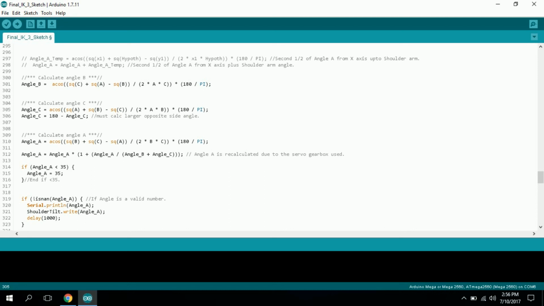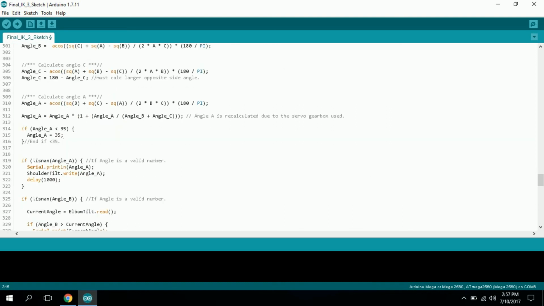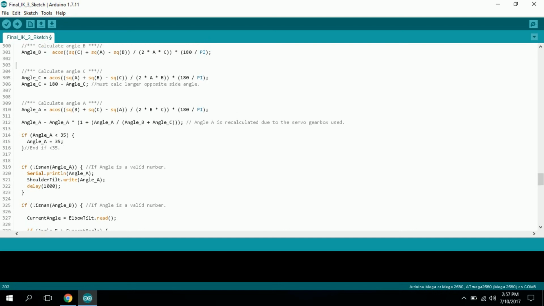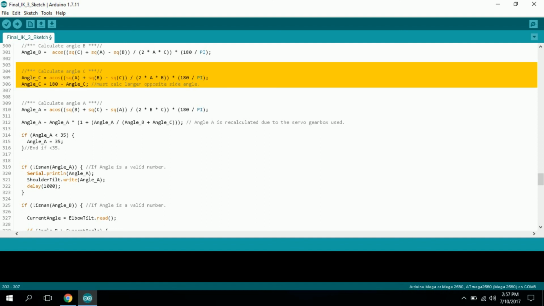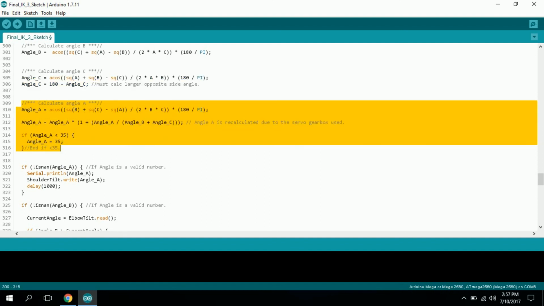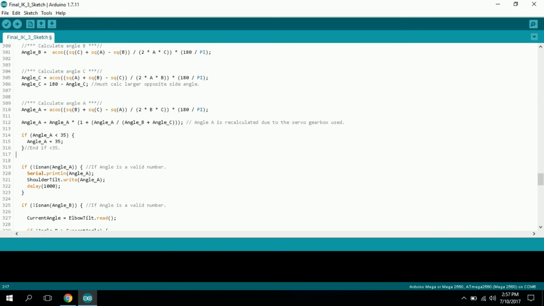Next, we need to calculate angle A. Angle A is equal to the inverse cosine of B squared plus C squared minus A squared divided by 2BC, all times the thing that converts it to degrees. Angle A is equal to angle A times this. This nonsense is to recalculate my servo gearbox, and this is so it doesn't hit the base. If you do use angle C is equal to 180 minus angle A minus angle B, make sure you put the angle C calculation below your angle A calculation, because you won't have the correct angle A.